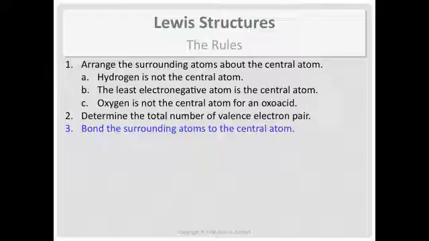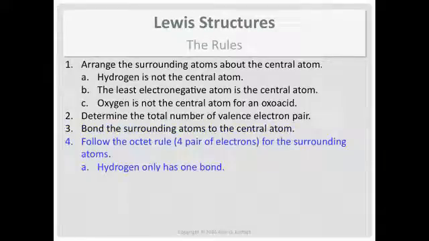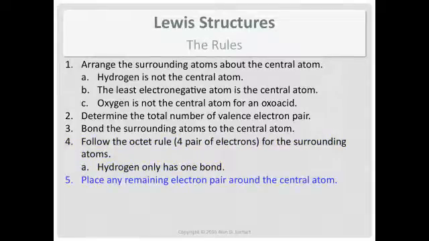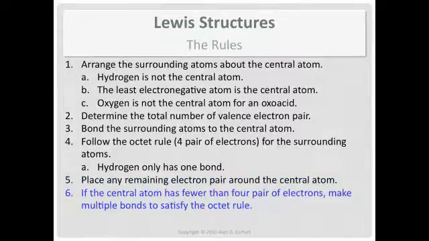Well, you have to bond up the surrounding atoms to the central atom. That kind of makes sense. Then the octet rule. What the heck? Octet? 8? 4 pairs, 8 electrons? Think of where you've heard 8 before. Okay, well, this rule is really out of place right now. We'll talk about it later.